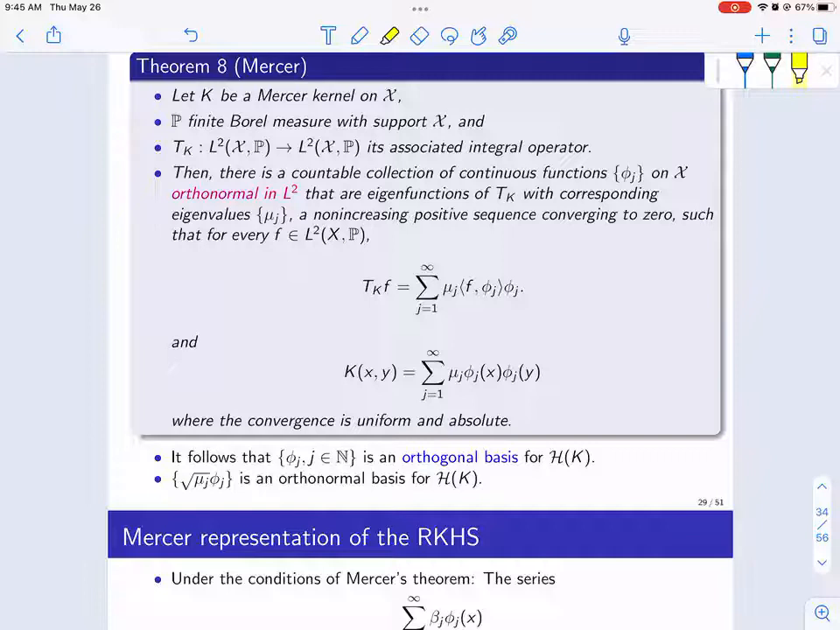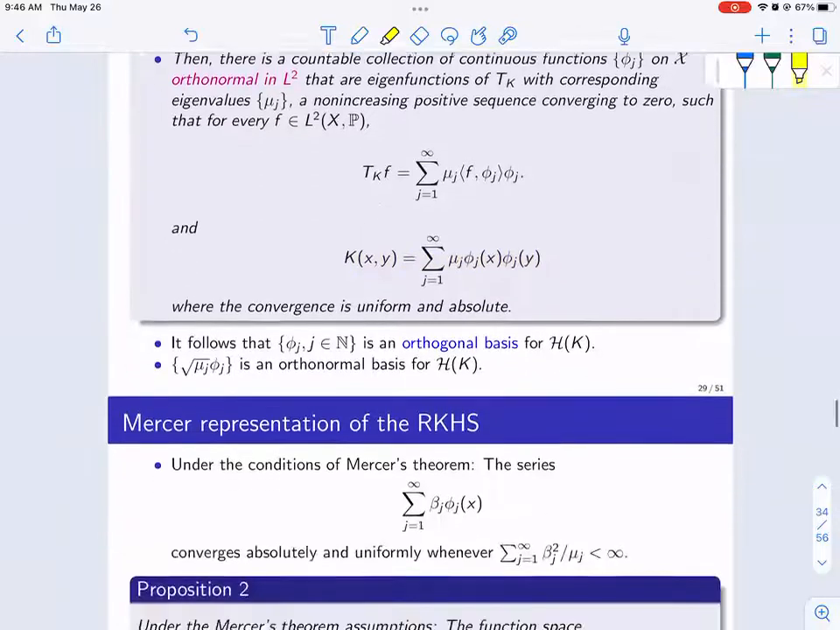So this phi j might not be a full orthonormal basis for L2. So they expand basically the range of T_K. And for every f, this is the representation we have. This is not difficult, but the key is this part, which is Mercer's result, that the kernel has an expansion. So that kernel function has an expansion as the sum in terms of these eigenfunctions. And this convergence is uniform and absolute. So it's like the strongest form of convergence that you can think of.